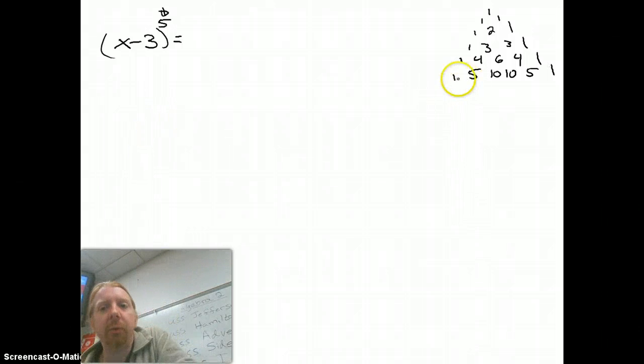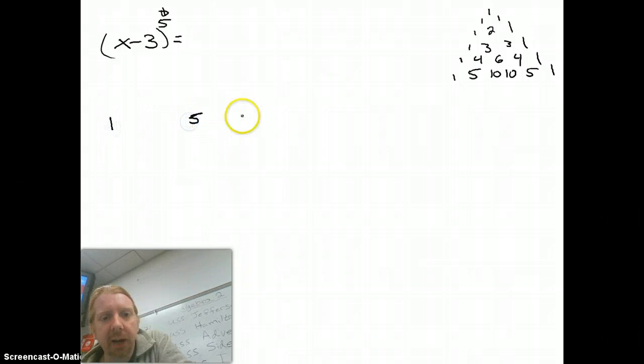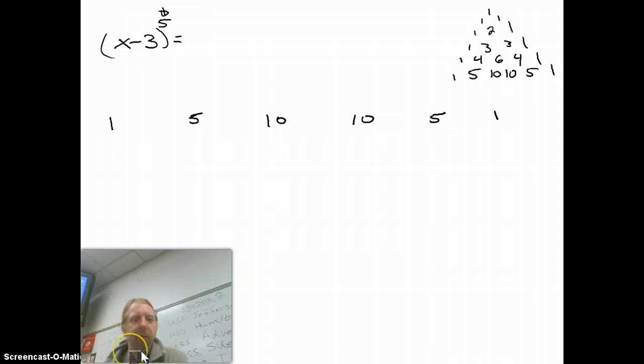So we said the first thing we're going to do is use these coefficients in my answer. So I'm going to have 1, 5, 10, 10, 5, and 1. So there would be my coefficients.